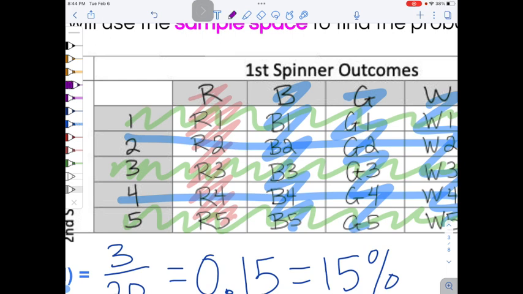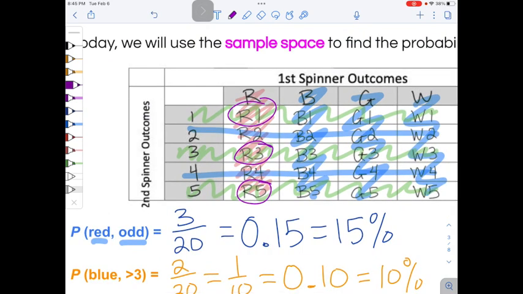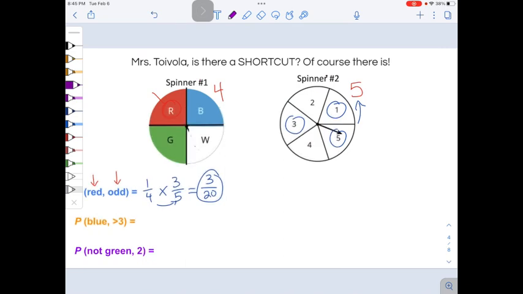So where they intersect is the one red column and the 3 rows. Where those cross, that's where our answers are. So that's why it's 1/4 times 3/5. All right, Mr. Toivola, prove it. Let's look at another example.